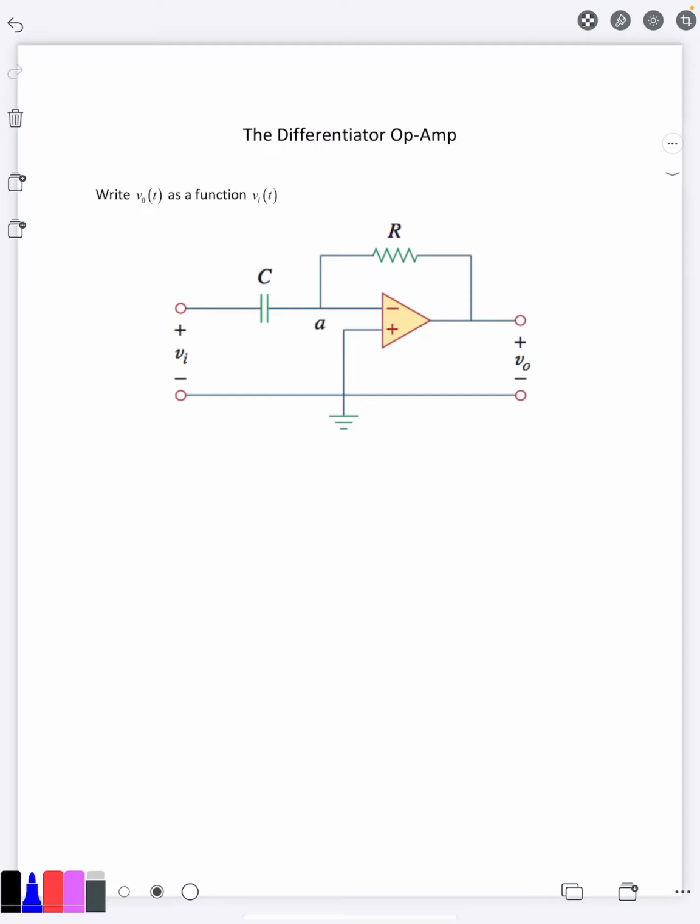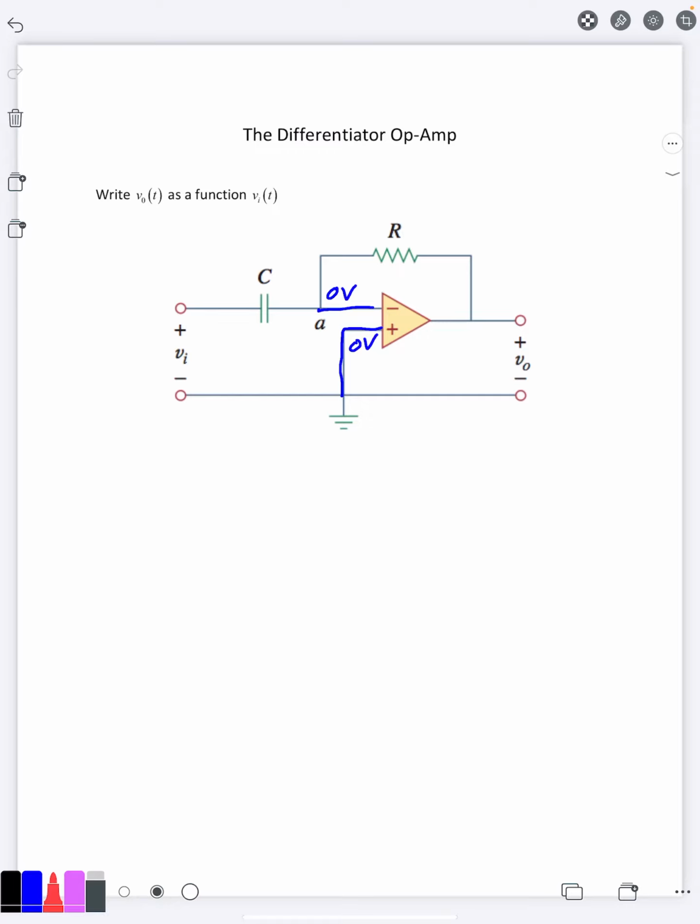Now we don't have any specific values of resistor, capacitor. We don't have a specific input VI. We're just trying to find a general relationship between the input and the output. Well, for ideal op-amps, we know V plus is equal to V minus. V plus here is hooked up to ground, so it's 0 volts, which means V minus is also 0 volts.